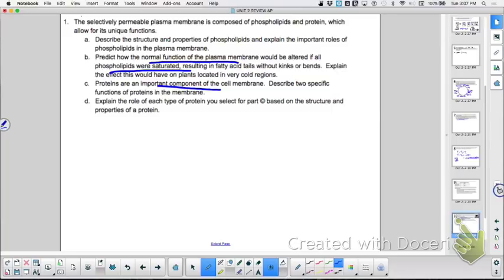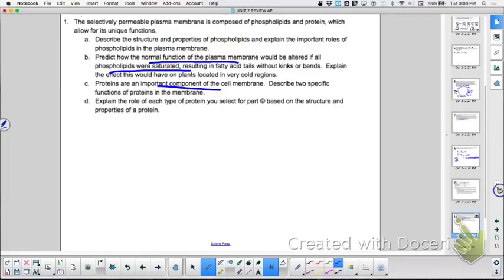Okay, so you might want to talk about transport. That would be one role, and you could bring up channels and carriers if you wanted to. What else? What would be another function? Cell recognition. What else? Enzymatic, right? So those are the different things you could bring up.